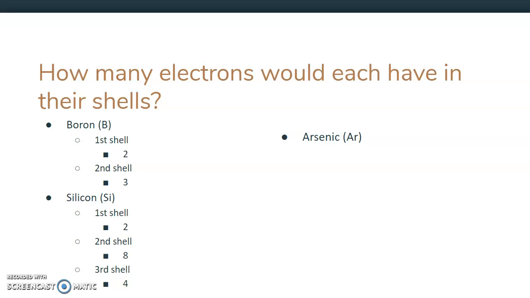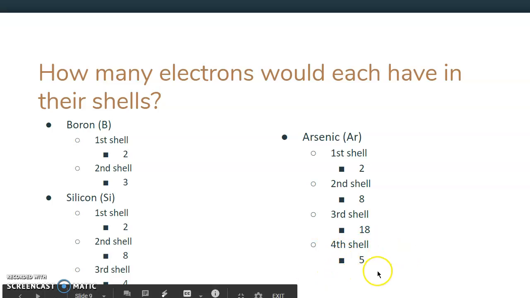Awesome. So let's look at arsenic. Arsenic's first shell, like every first shell, is going to have 2. Its second shell, like every second shell, has up to 8. And its third shell could have up to 18. We have a full 18. And then arsenic has a fourth shell, which has 5 valence. This is its valence shell, so it would have 5 electrons in its valence shell.